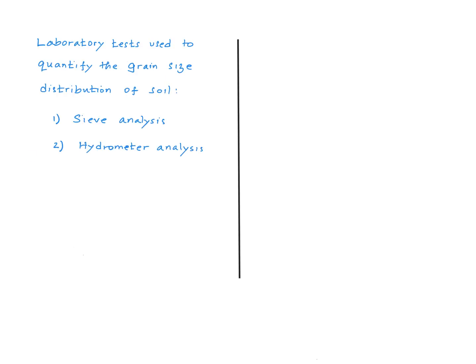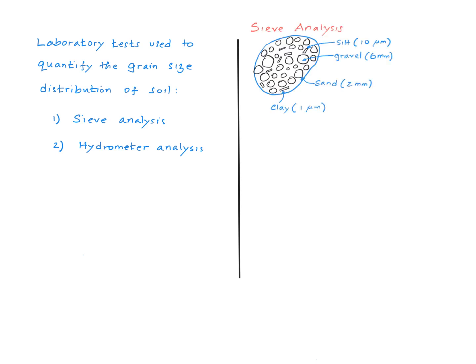There are two laboratory tests that are used to quantify the grain size distribution of soil, and these are sieve analysis and hydrometer analysis. So let me first briefly talk about these. So let's start with sieve analysis. Say you just brought a sample of soil from the site that you're working on, and you are interested in finding the particle distribution in the sample.